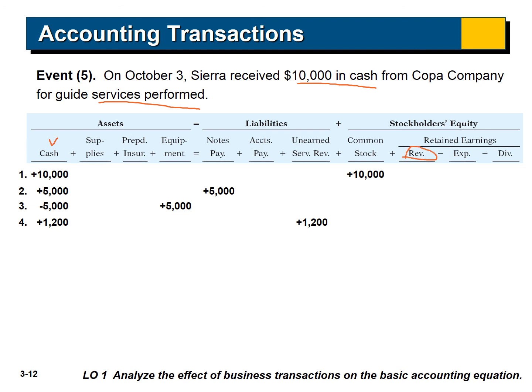Revenue is when you provide a service. So we're going to have a 10,000 increase in cash and a 10,000 increase in services. Remember, every transaction affects at least 2 accounts, and for every transaction, the accounting equation has to work.